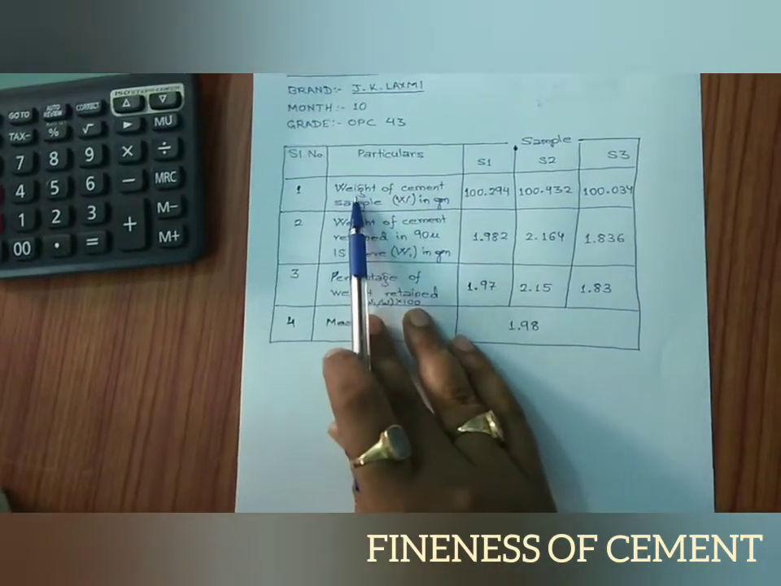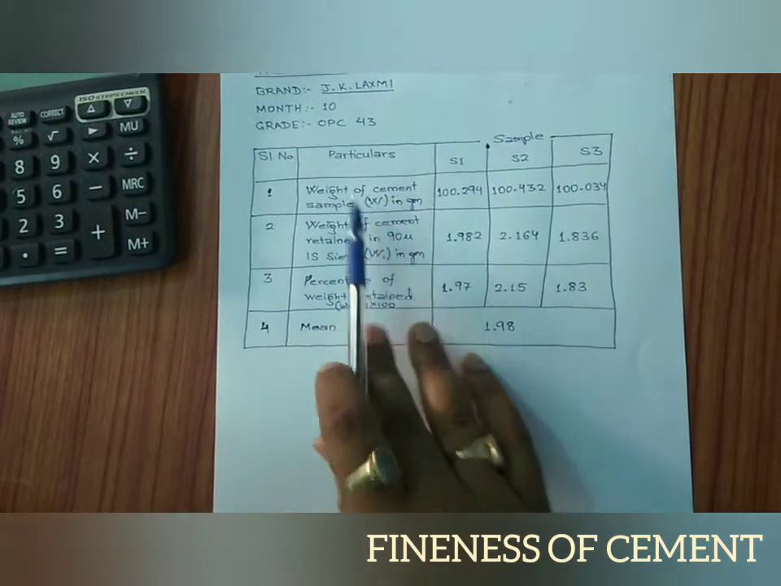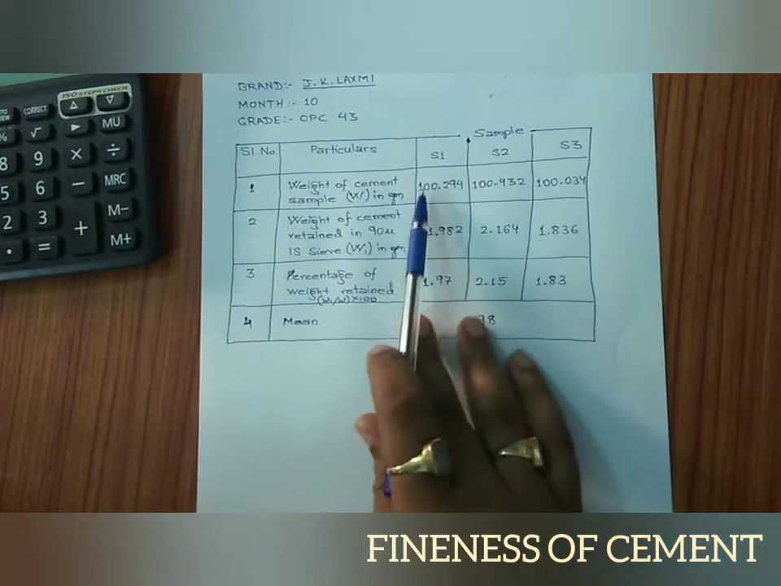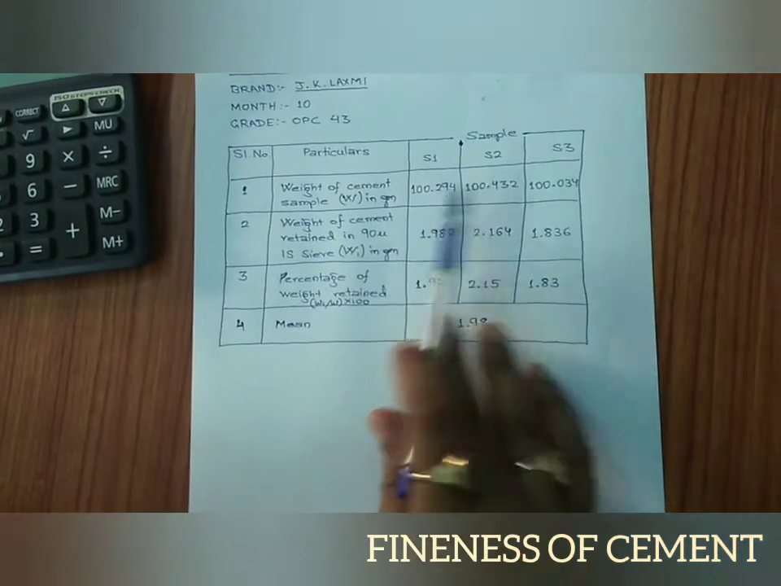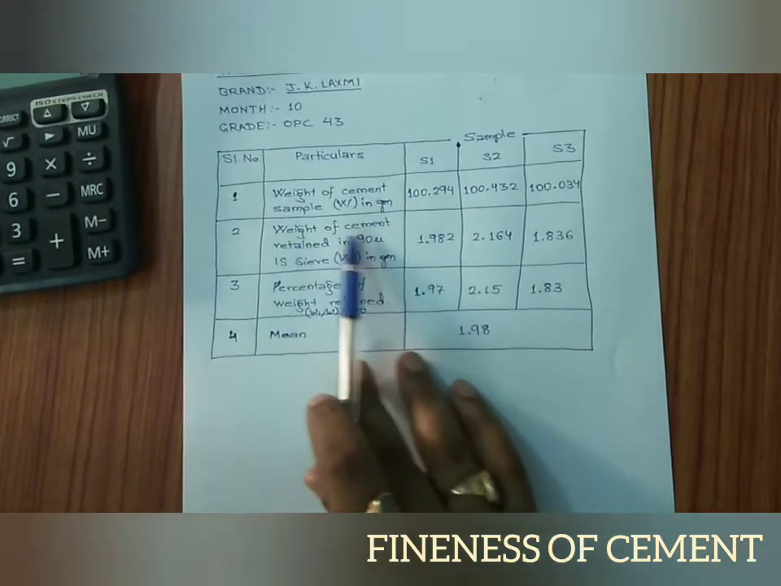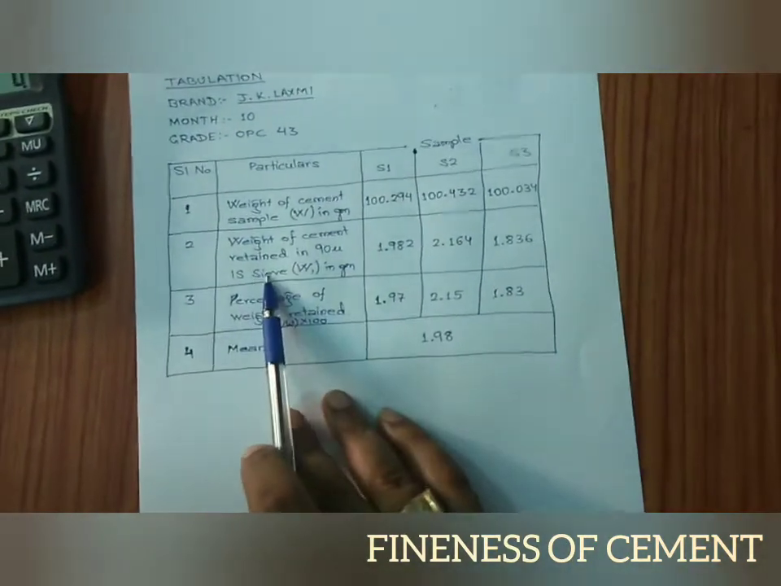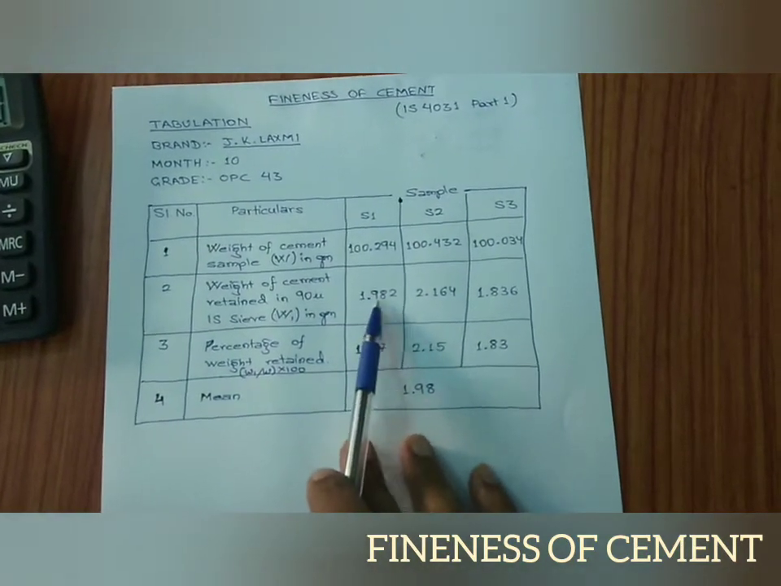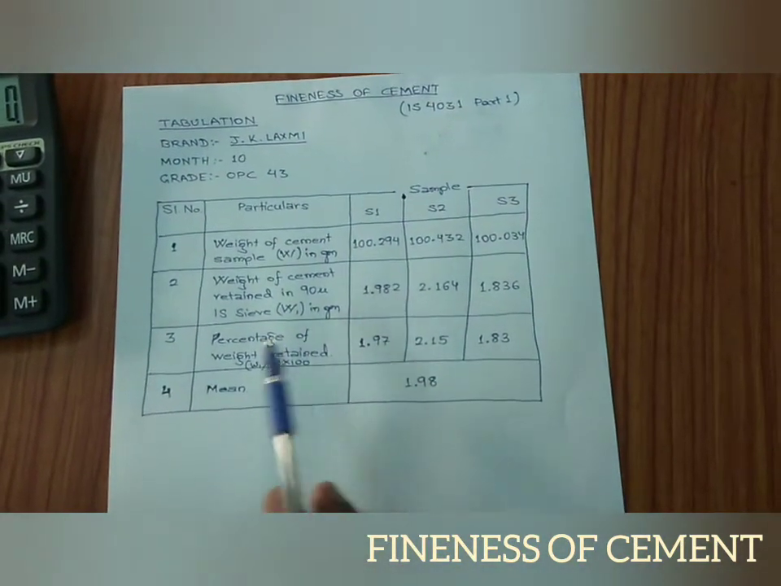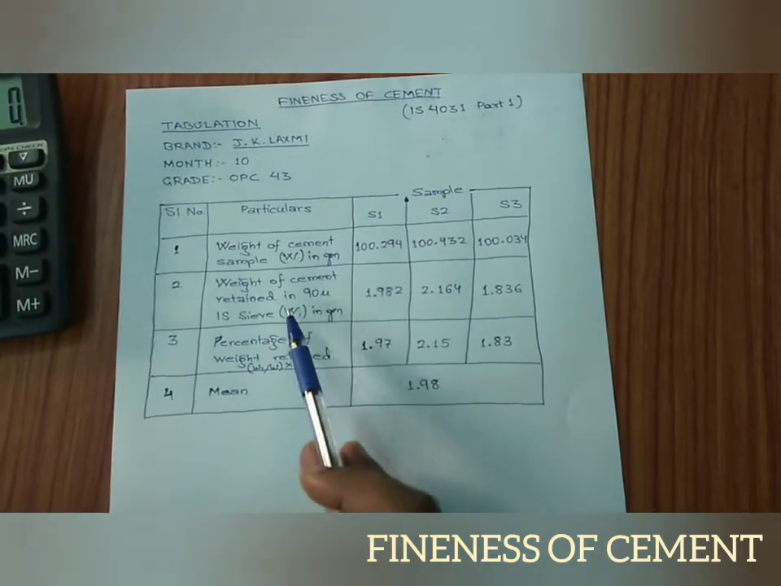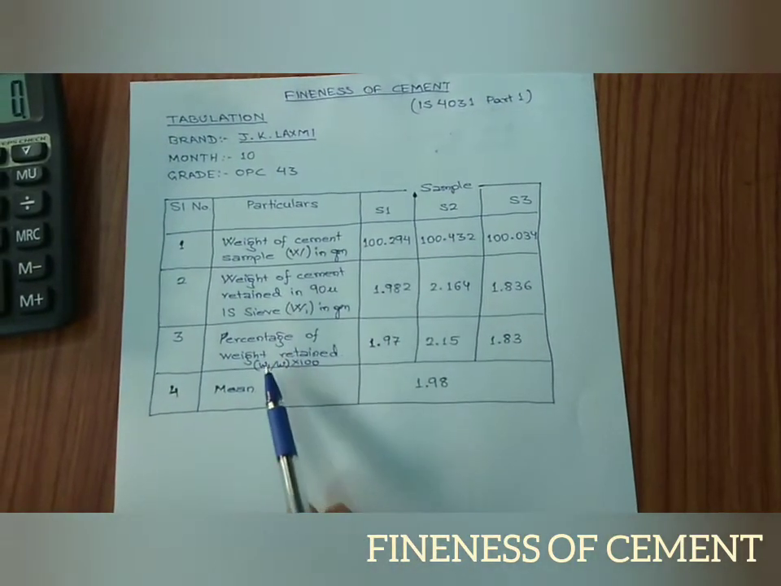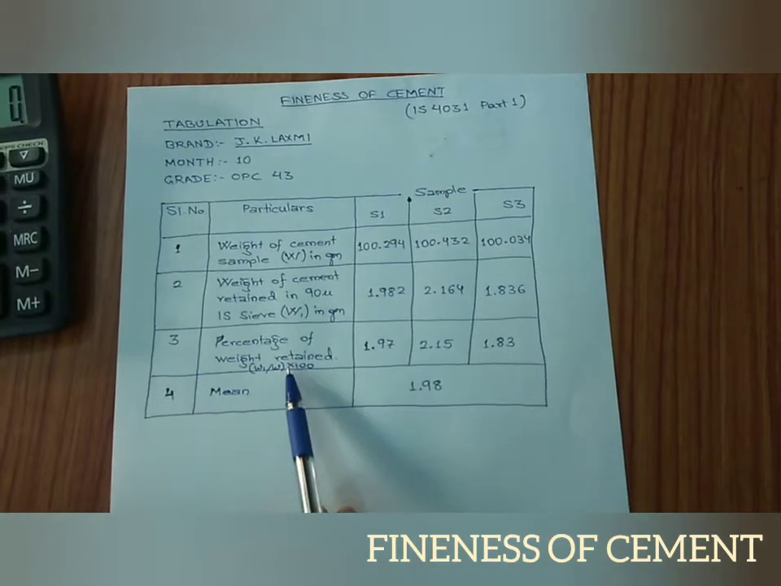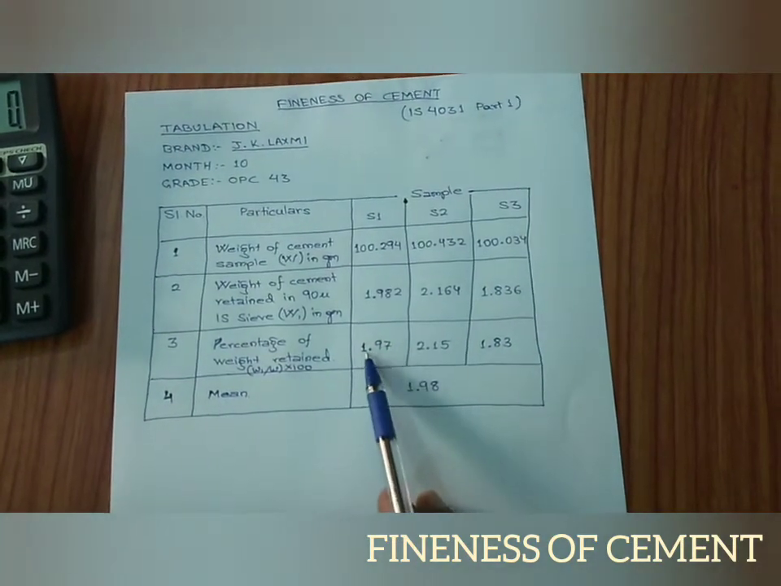First, the weight of cement sample you have taken, W in grams. First sample, 100.294 you have obtained. Then the weight of cement retained on the 90 micron IS sieve, W1 in grams, 1.982 grams. Then the percentage of weight retained, that is W1 divided by W into 100, is equal to 1.97.